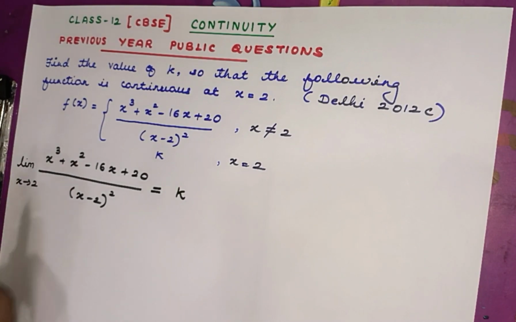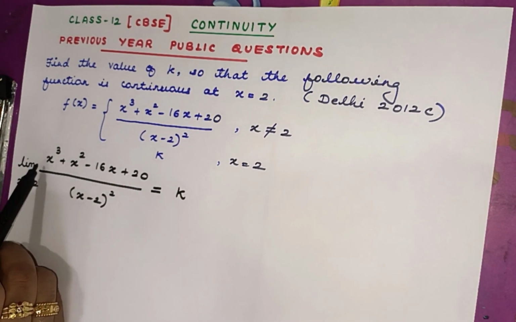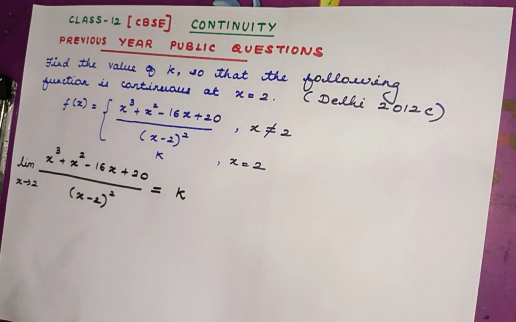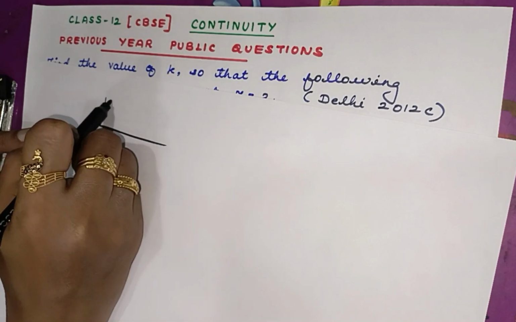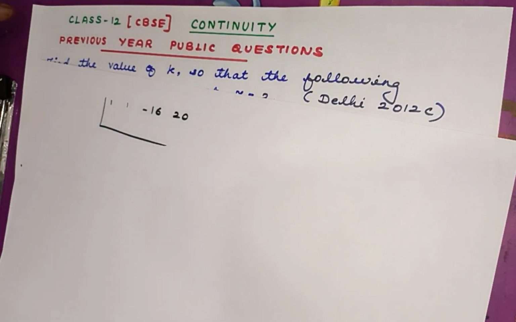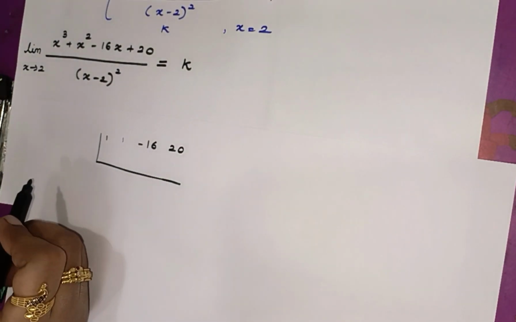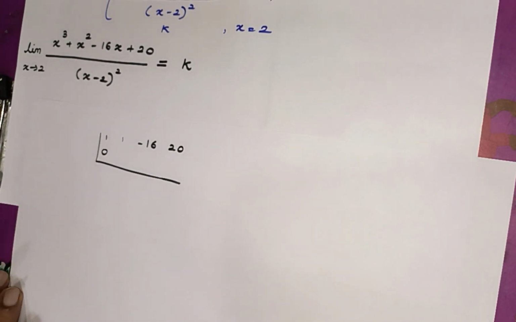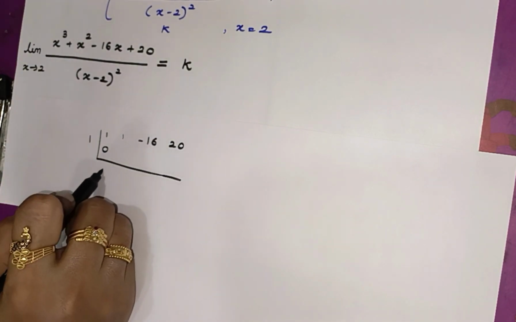So listen carefully. What are the coefficients of x cube, x square, x terms and the constant? Here 1, 1, minus 16, 20. I am going to do synthetic division. First of all, we have to add 0 here. Let us start from 1. 1 plus 0 is 1.